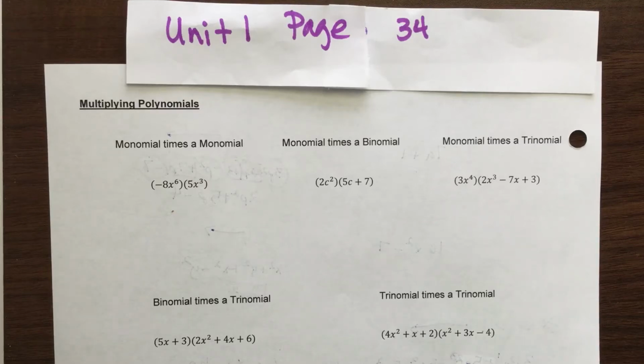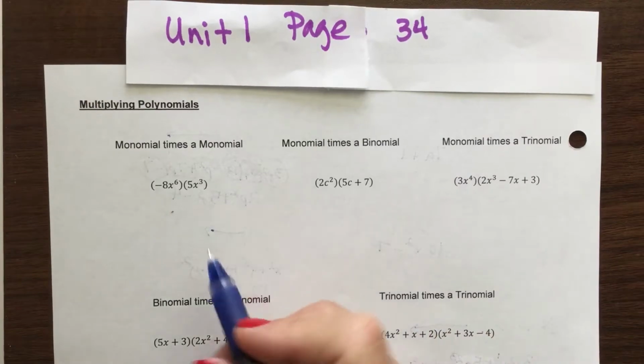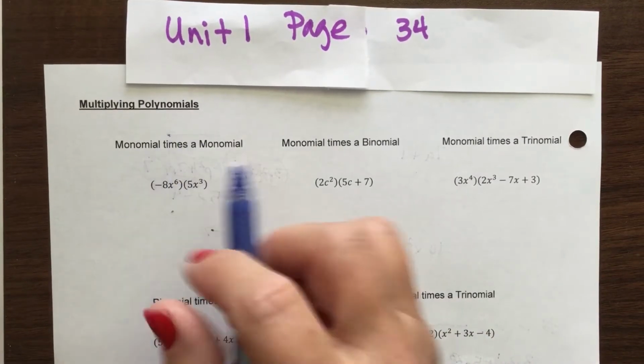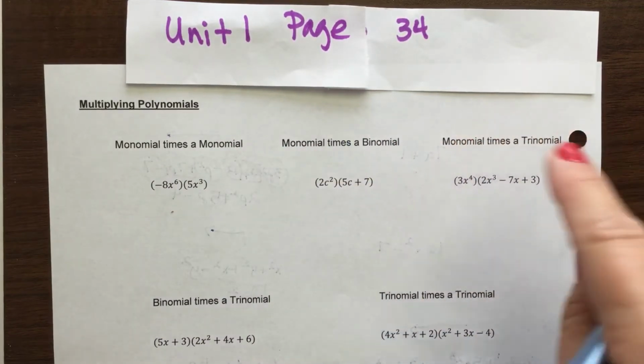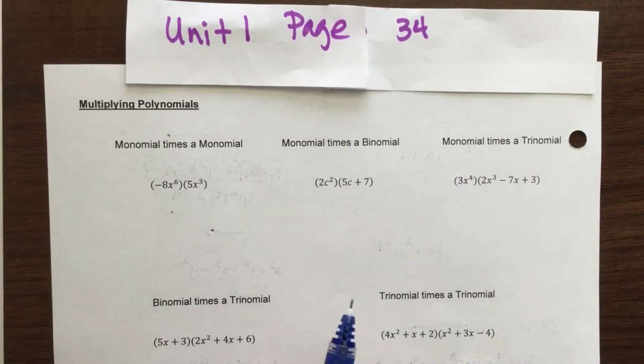Okay, so this next section is multiplying polynomials. All right, so then all you're going to do, you've got monomials, you've got monomial on monomial, monomial times a binomial, monomial times a trinomial. Actually pretty easy. I almost think it's easier than adding.